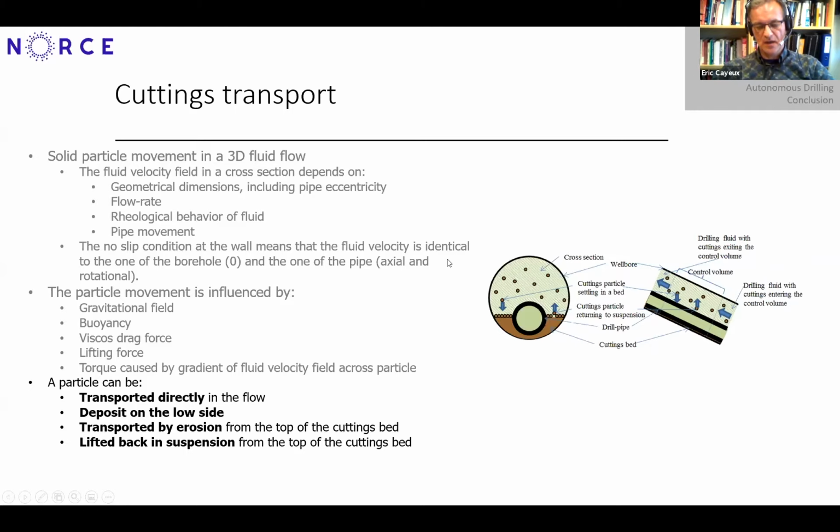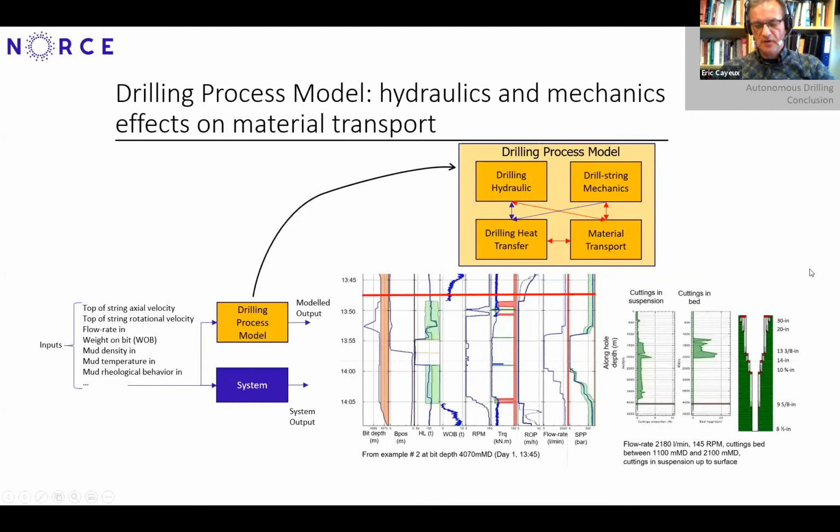It's really a dynamic one, where you have quite a lot of exchange for the position of the cuttings particles in a cross section, and you need to think that it is changing for the whole length of the well. So I will try to illustrate that with the simulation that we do with our transient cuttings transport model.